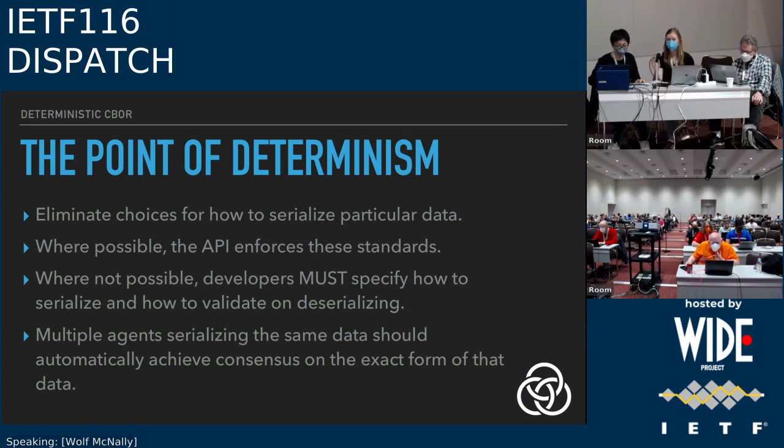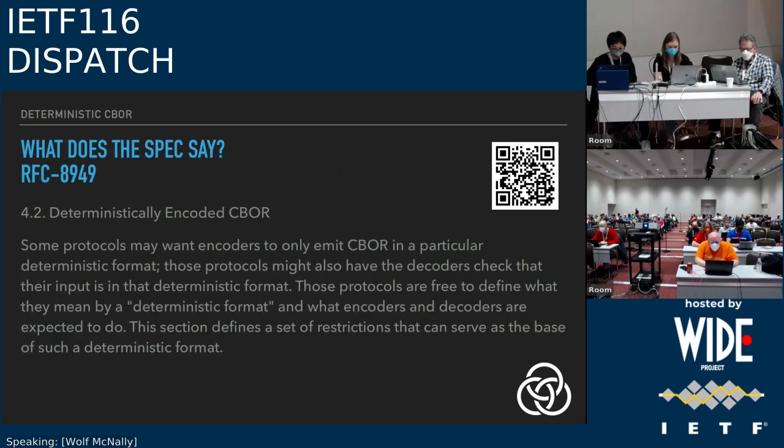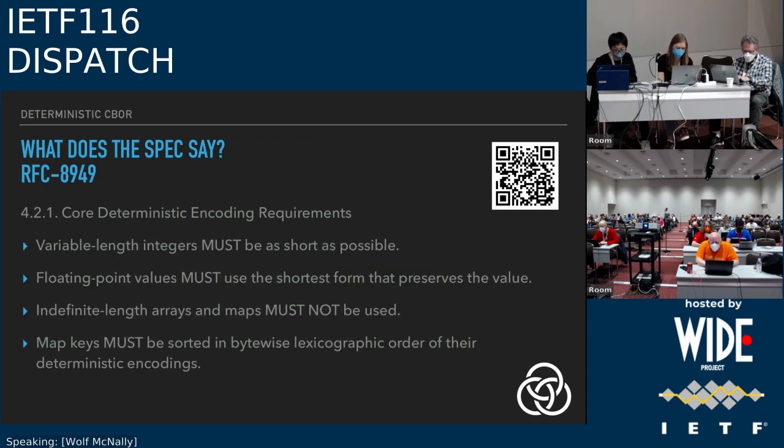The point of determinism, I'm not going to go through every bullet point here, but I've covered a couple of things. It's very important to make sure, especially when you're dealing with verifiable credentials or things like that, that you have deterministic encoding. And this can't be done just through the codec. It has to also be done with the cooperation of the developer of the protocol as well as the implementers. So this is the referral to the spec.